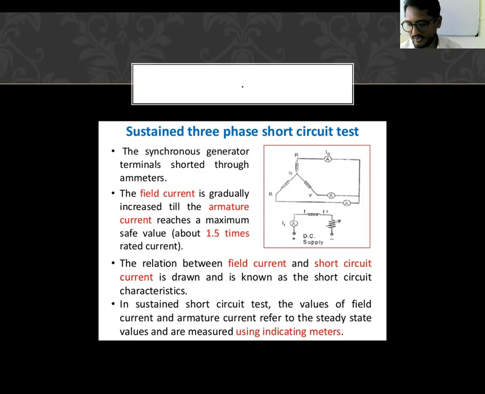For the same value of field current, the synchronous reactance is XS equals square root of ZS squared minus RA squared.